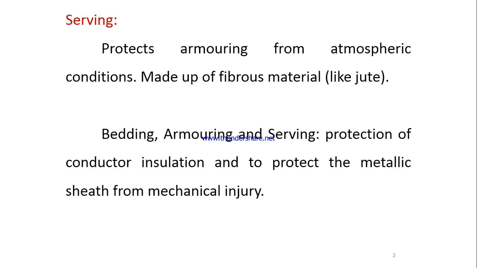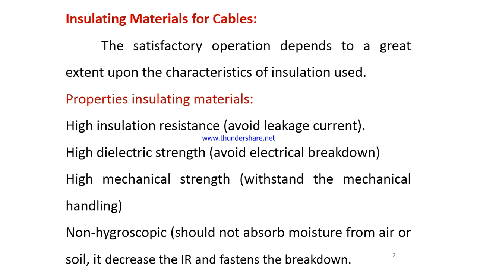And after that, there is the serving. It protects the armoring from atmospheric conditions, and it is made up of material like jute. The serving is more or less similar to the bedding. So this is the construction of the cable, and it is mainly used for the protection of the conductor, the insulation, and later the metallic sheath part.